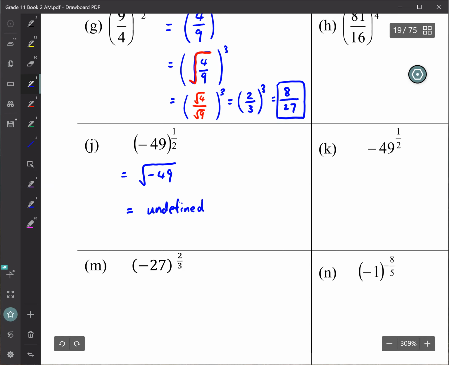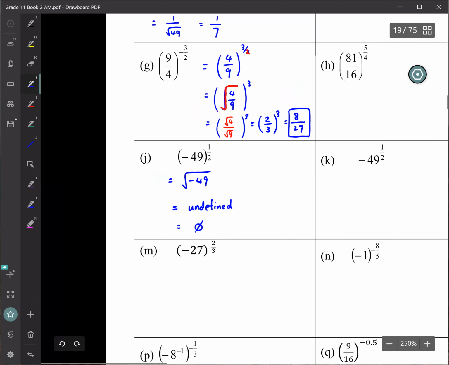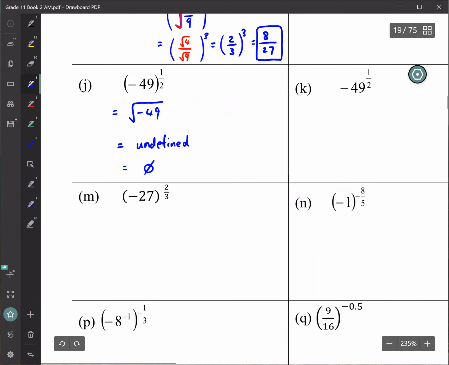You can either write undefined or you can write it with a 0 with a slash. That symbol represents that it's empty. There's no answer there.